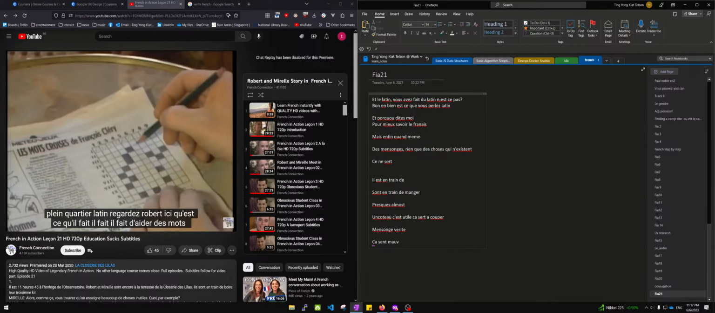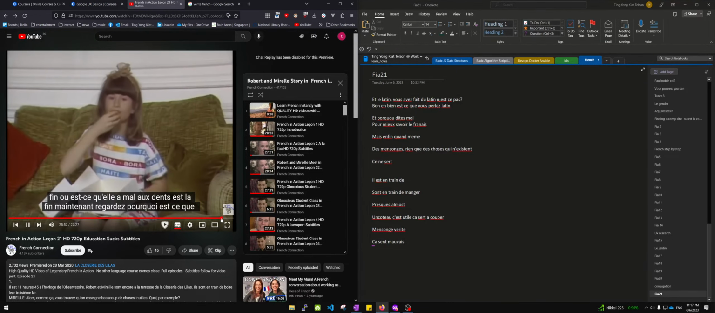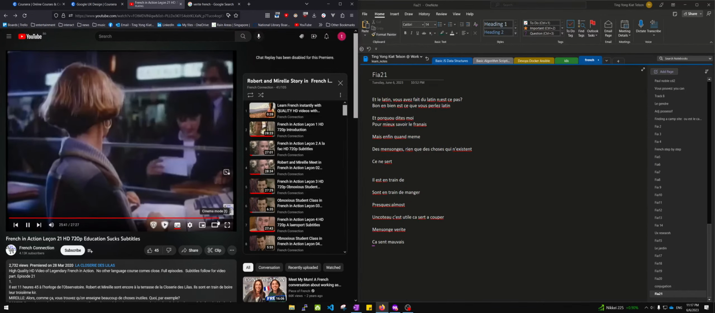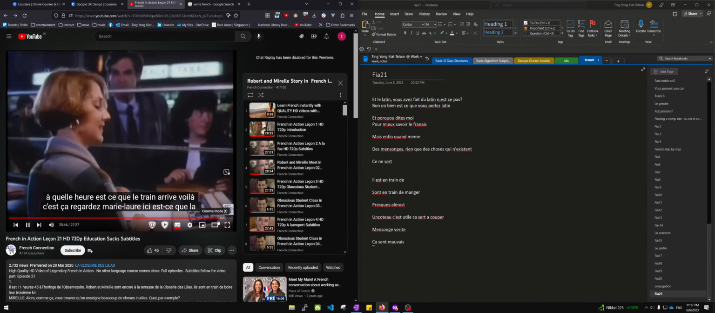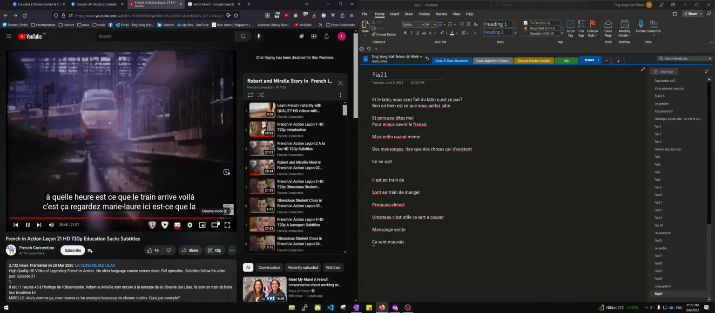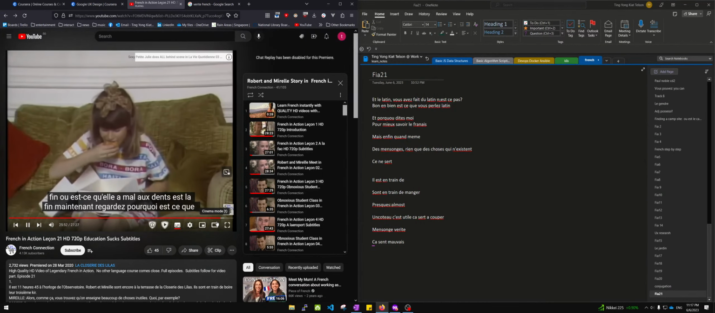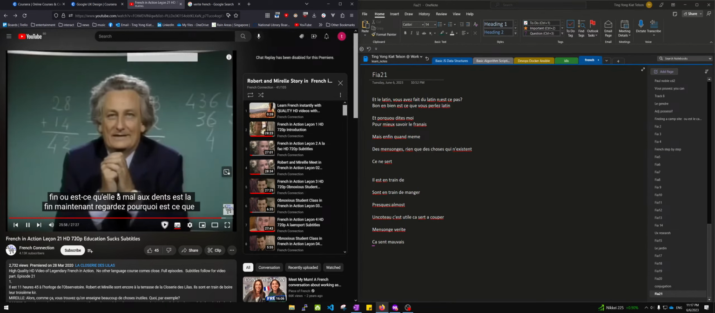Regardez Robert ici. Qu'est-ce qu'il fait? Il fait des mots croisés. Elle a faim. Maintenant, regardez. Pour vous dites, à quelle heure est-ce que le train arrive? Voilà, c'est ça. Regardez Marie-Laure ici. Est-ce qu'elle a faim ou est-ce qu'elle a mal aux dents? Elle a faim.